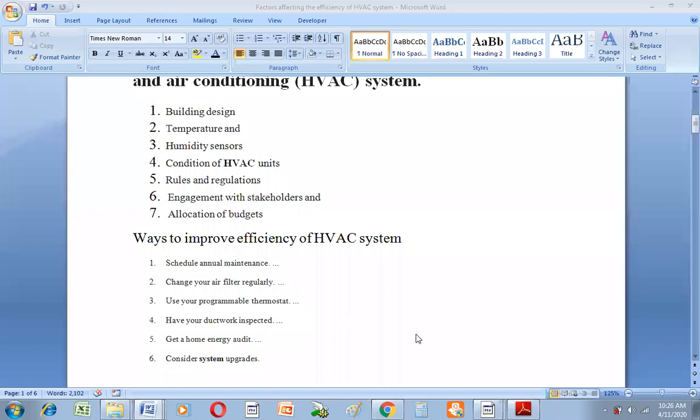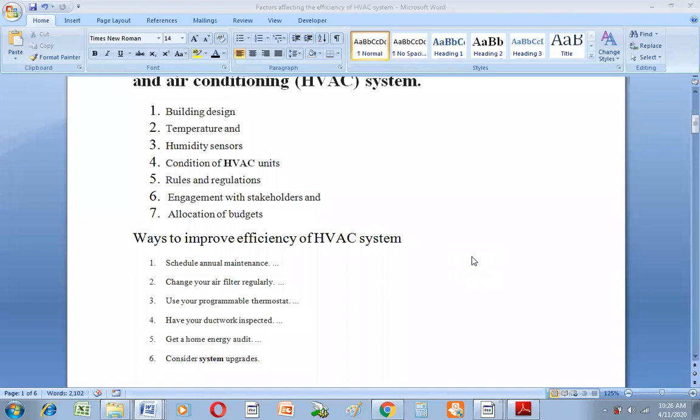Then the next point is get a home energy audit. We have to conduct the energy audit and find the ways or find the areas where we can save energy. For example, what can you do at a home? If there are doors and there is some leakage around the door, you have to seal those leakage points so that cool air will not pass out from the room.